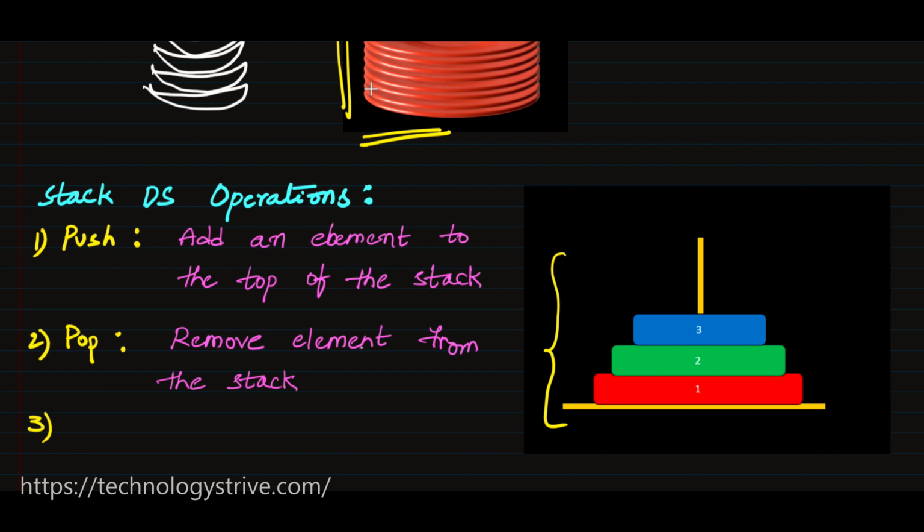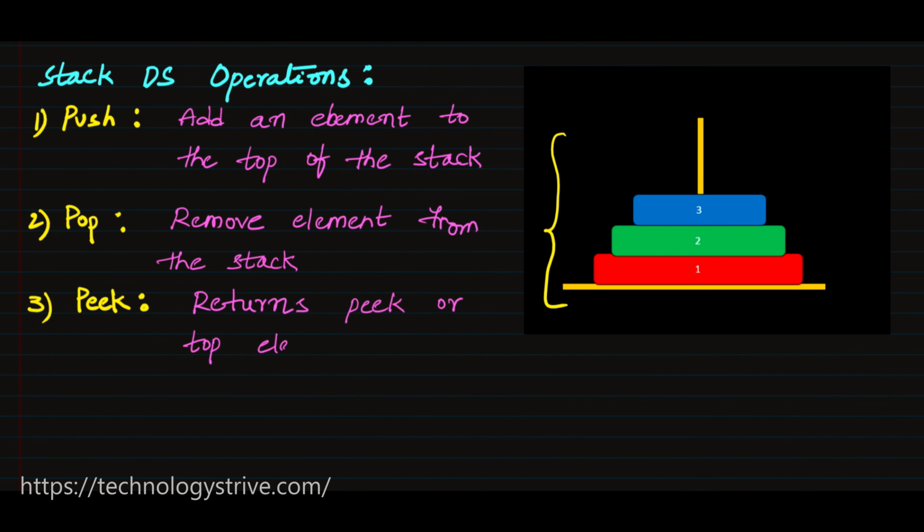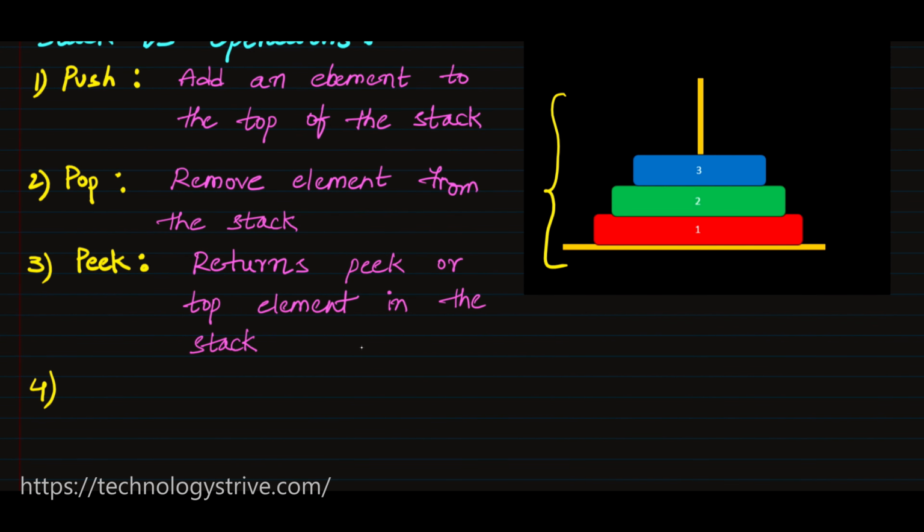The third operation is peek, getting the top element in the stack, because this is the only element which we have access to. This returns the peek or top element in the stack. The fourth operation is checking whether the stack is empty or not. So the isEmpty operation. That means we are going to check whether we have any disk in this, whether any element is present in the stack or not.